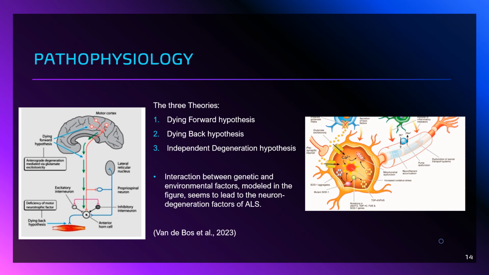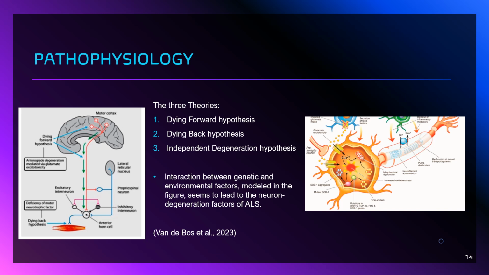So ALS is a rapidly progressive neurodegenerative disorder, which has been clinically described as dysfunction of the upper and lower motor neurons. ALS results in global onset muscle weakness. Respiratory dysfunction is characterized as the terminal phase of ALS. The pathogenesis of ALS is still very unknown and misunderstood. There are 3 theories which specialists believe explain the pathophysiology of the disease. These 3 theories are the dying forward hypothesis, the dying back hypothesis, and the independent degeneration hypothesis.